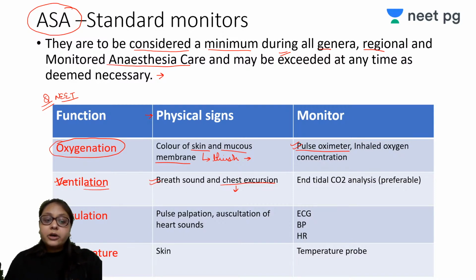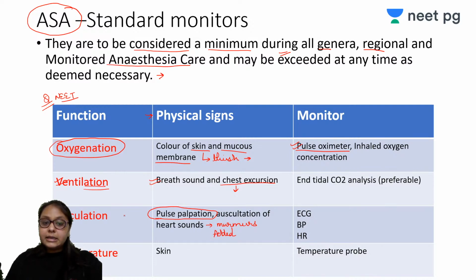Now for circulation, we have to see the pulse, BP and heart sounds. On physical signs, there is pulse palpation. Through palpating the pulse, we can know if the pulse is regular or not, and if the volume of the pulse is regular or not. Through this, we can diagnose various diseases. And then auscultation of the heart sounds, to check for any murmurs or any added sounds.